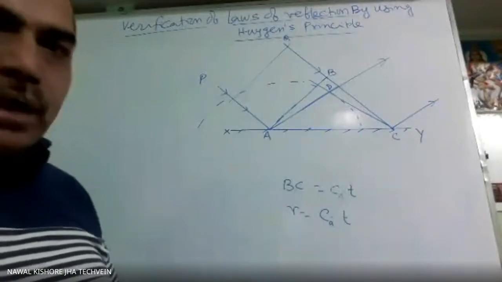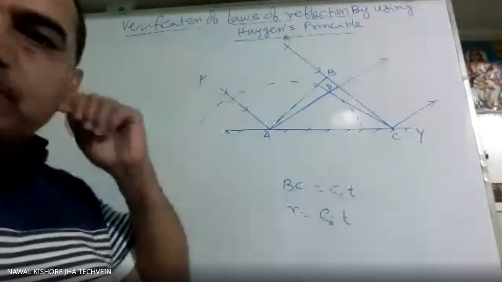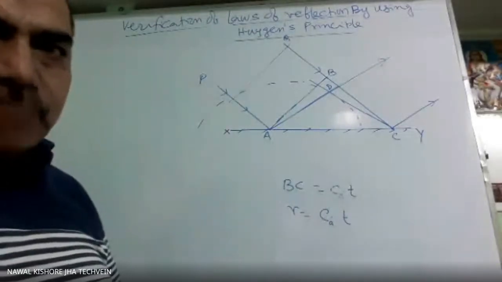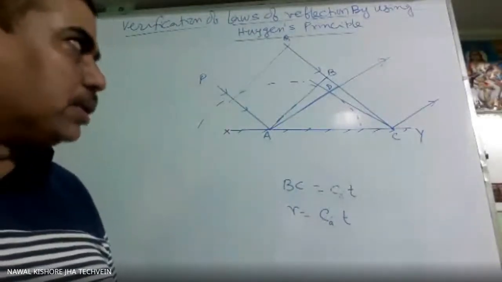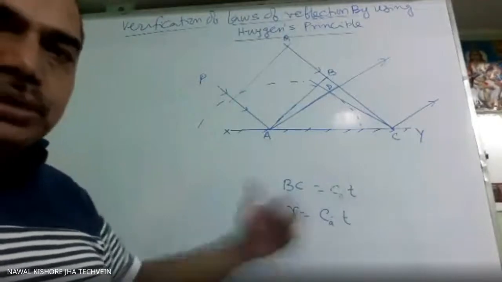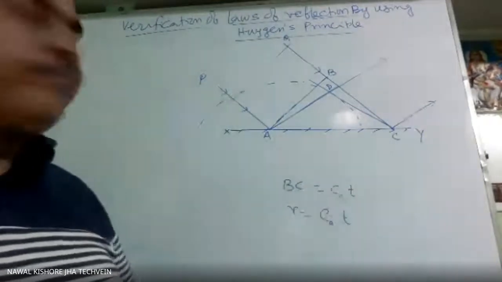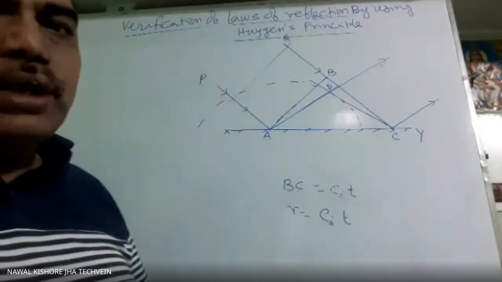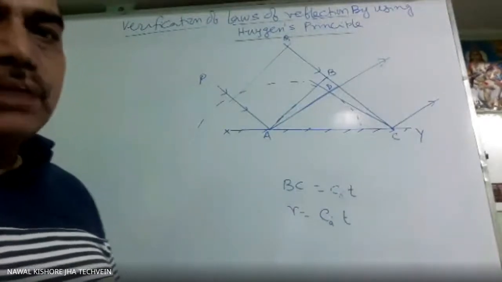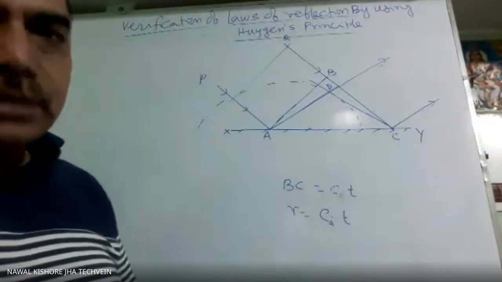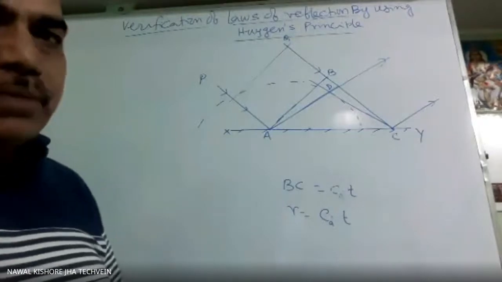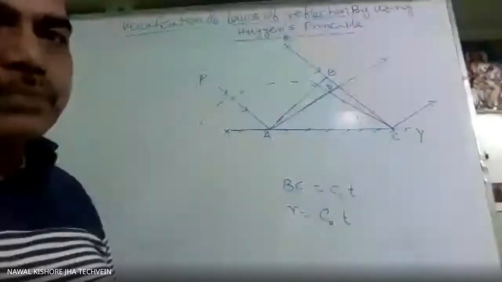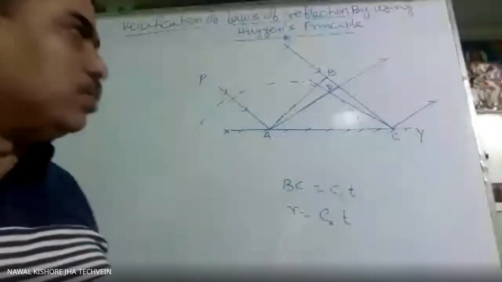Or if you are interested, the same concept will be used in the case of lens, plane mirror, or spherical mirror, but that is not in our syllabus, so we will not discuss it in class. But using the same concept, we can draw the wavefront, or we can know why a convex lens is converging the beam, why a concave lens is diverging the beam. These all experimental phenomena can be explained on the basis of this Huygens' principle and the same concept we use.